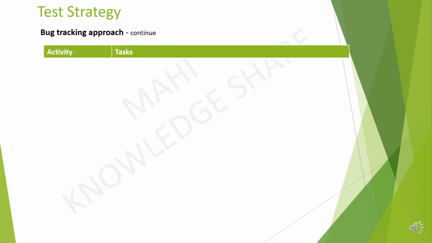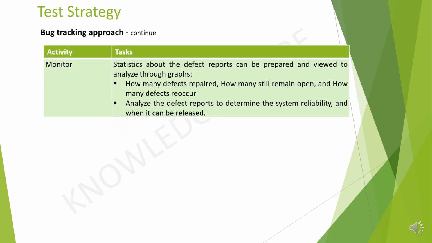Next activity is monitoring. It is done by the senior member of the team. Statistics about the defect report can be prepared and viewed to analyze through graphs. How many defects are repaired and how many still open and how many defects reoccurred. Similarly, he will analyze the defect report to determine the system reliability and when it can be released.